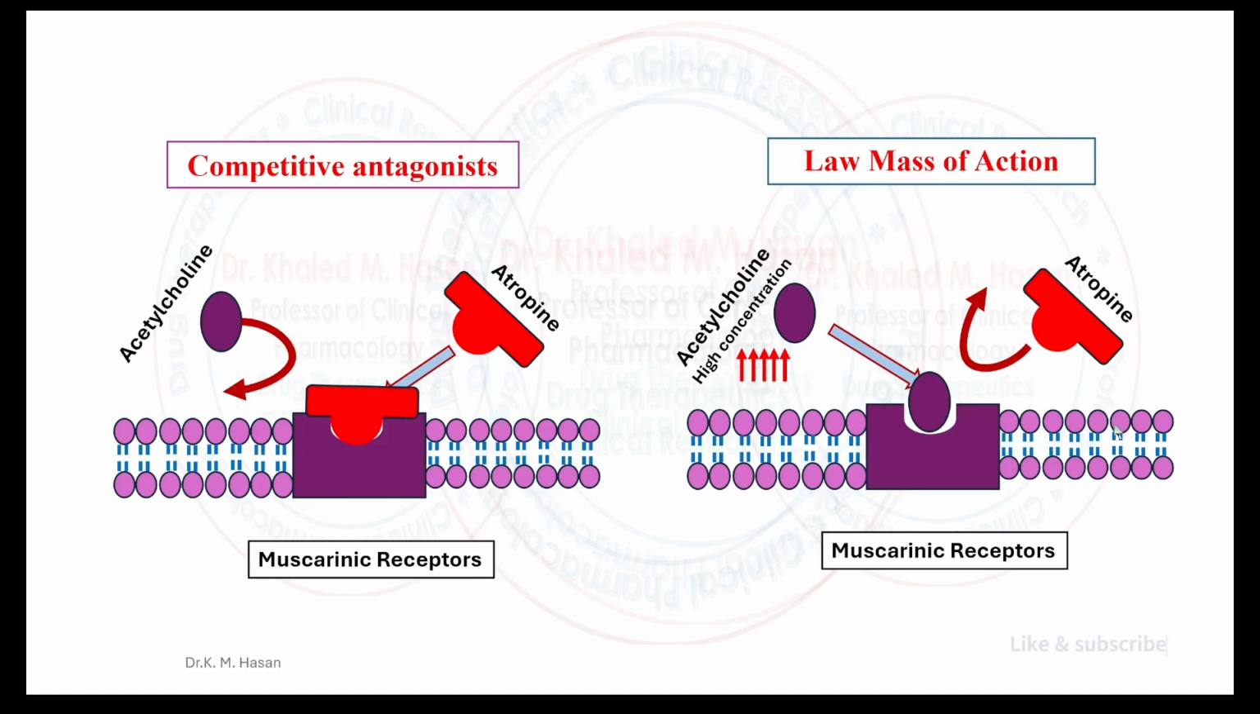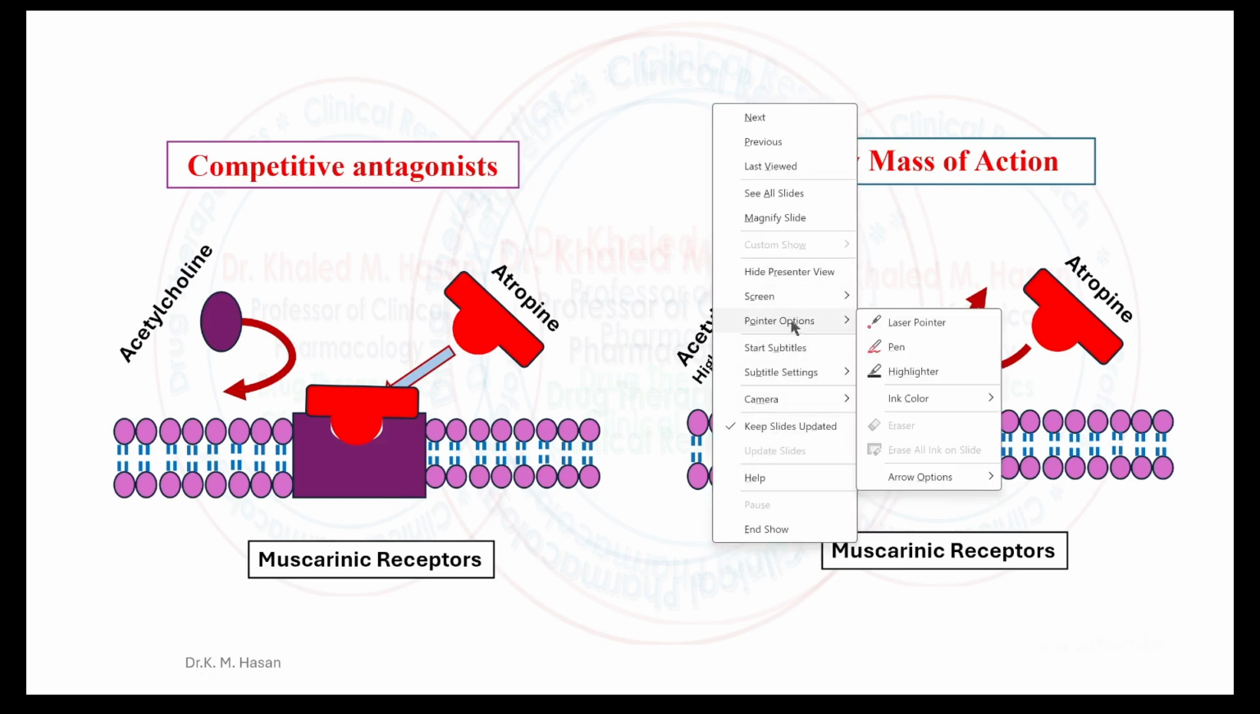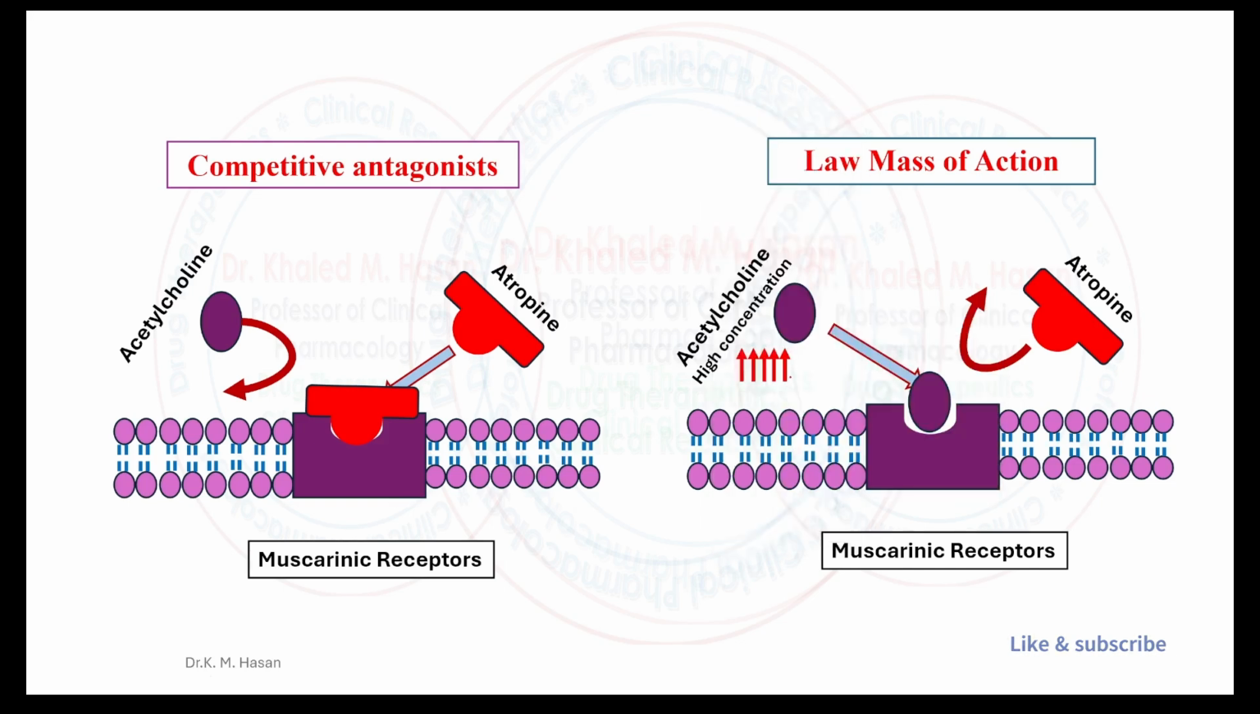If you would like to overcome the action of atropine, we try to increase the level of acetylcholine by increasing its concentration. Therefore, acetylcholine will displace atropine and occupy the receptor. Again, an important point: when atropine binds to the receptor, the result is blocking of the receptor. However, when acetylcholine displaces atropine and binds to the receptor, the receptor will be activated.